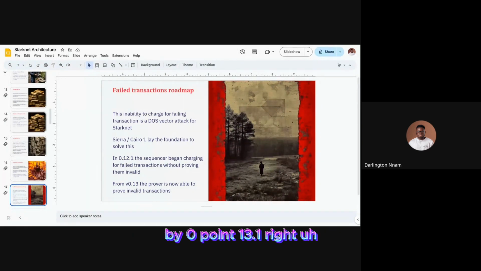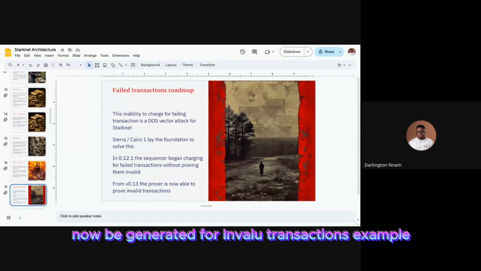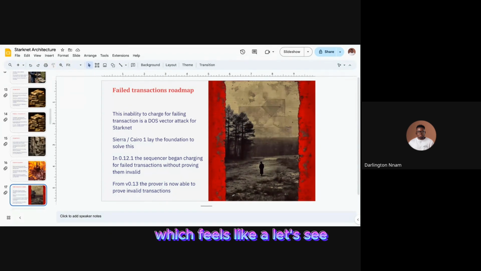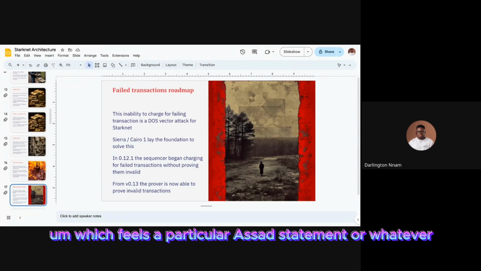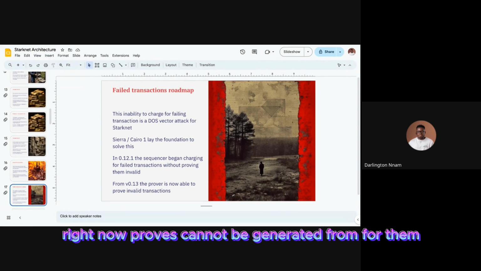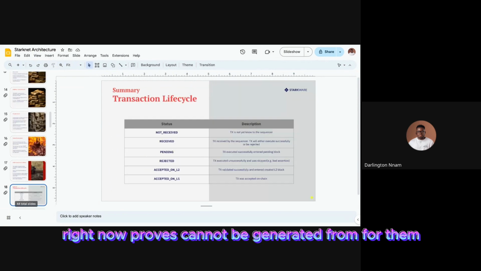But by 0.13.1, a new feature was added to the prover, which enabled it to prove invalid transactions. So right now, proofs can be generated for invalid transactions. For example, invalid transactions are transactions which fail, let's say, a particular assert statement or whatever. So now proofs can be generated for them.